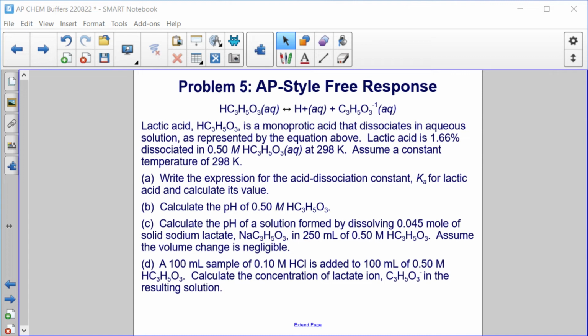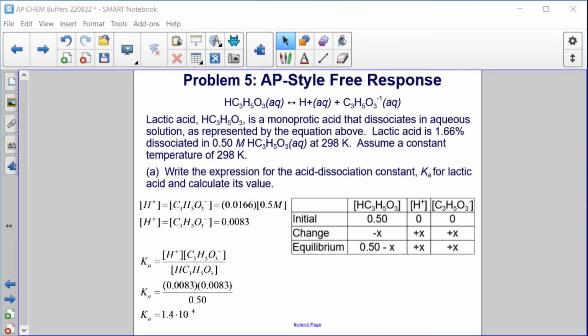D, a 100 milliliter sample of 0.1 molar HCl is added to 100 milliliters of 0.5 molar lactic acid. Calculate the concentration of lactate ion in the resulting solution. All right, so part A, write the expression for the acid dissociation constant Ka for lactic acid.